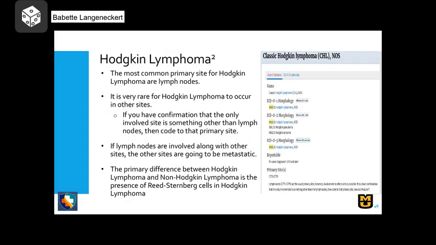Hodgkin lymphoma. The most common primary site for Hodgkin lymphoma is lymph nodes. It's very rare for Hodgkin lymphoma to occur in other sites. But if you have confirmation that the only involved site is something other than lymph nodes, then code that to the primary site. If lymph nodes are involved along with other sites, the other sites are going to be metastatic. The primary difference between Hodgkin lymphoma and non-Hodgkin lymphoma is the presence of Reed-Sternberg cells in Hodgkin lymphoma.